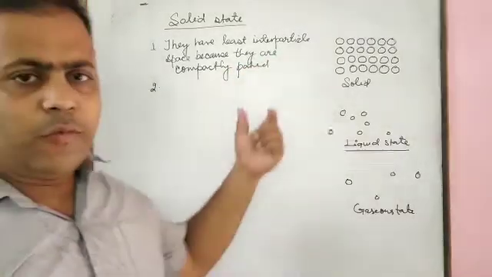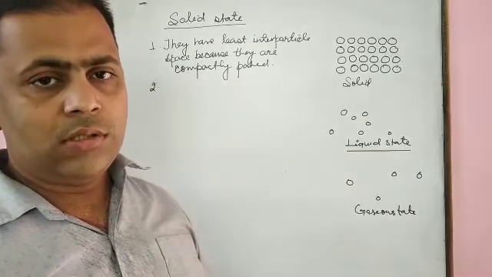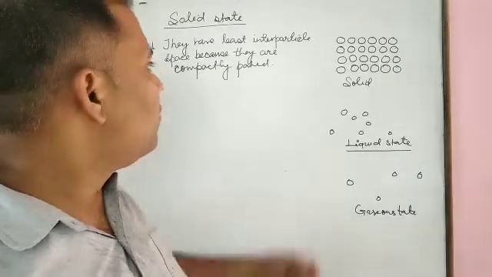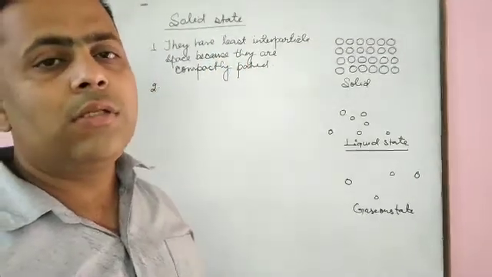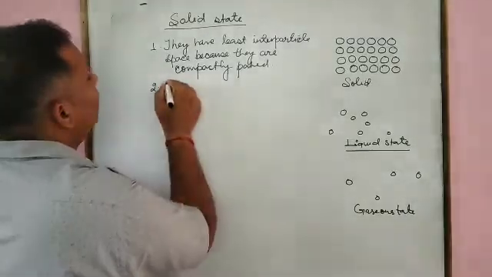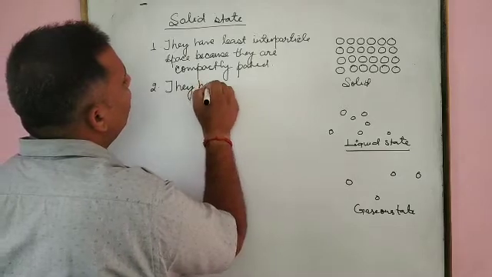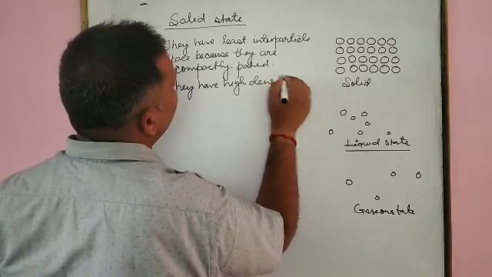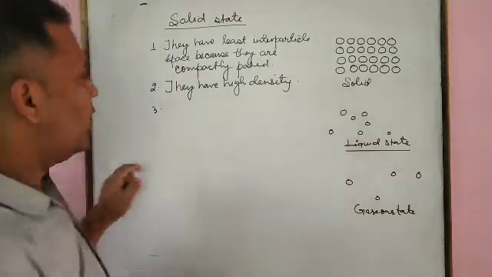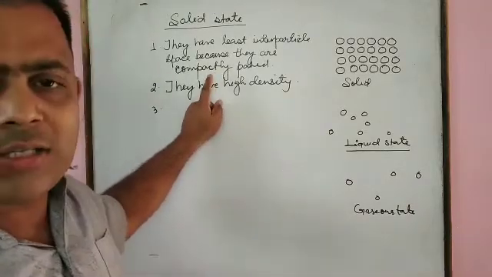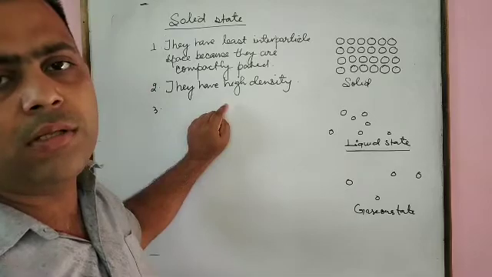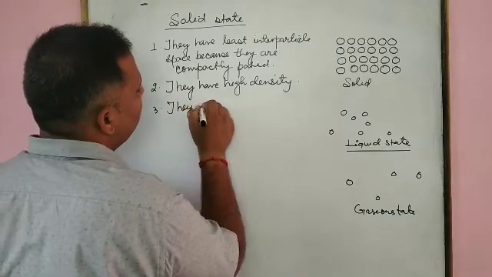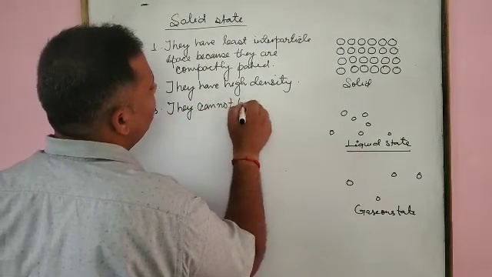If they are compactly packed, it means in lesser volume they have a greater mass. As we have discussed, they have least interparticle space. It means they have high density. And if they have high density, it means they cannot be compressed.